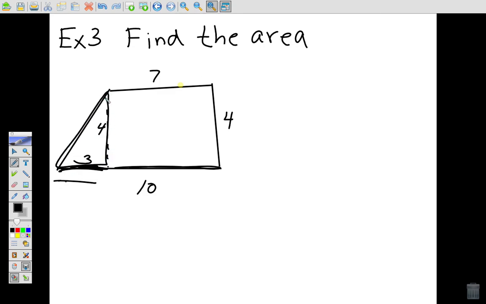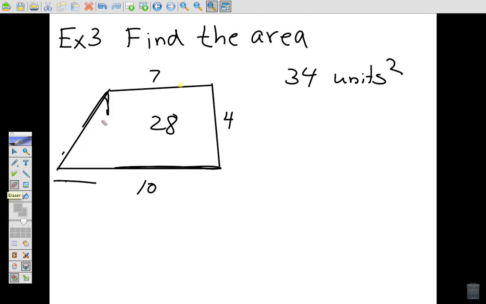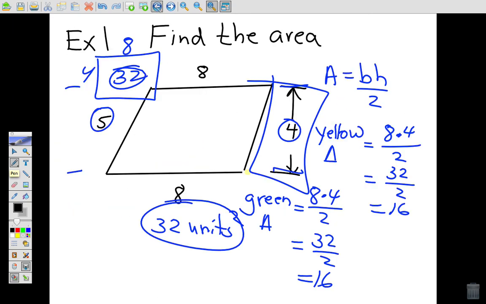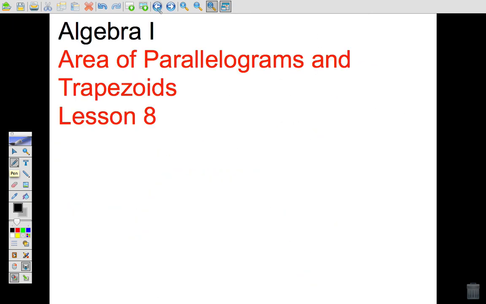Let's see, 4 by 3 is 12, divided by 2 is 6. What's the area of the rectangle? 7 by 4, 28. 28 and 6, 34. 34 units squared. Now it'd be helpful if you did it the other way and also see if you got the answer of 34. So by the other way, I mean if you split the trapezoid into 2 triangles, you should get the same answer. So this is just a wrap up of area, and it's area of parallelograms and trapezoids.